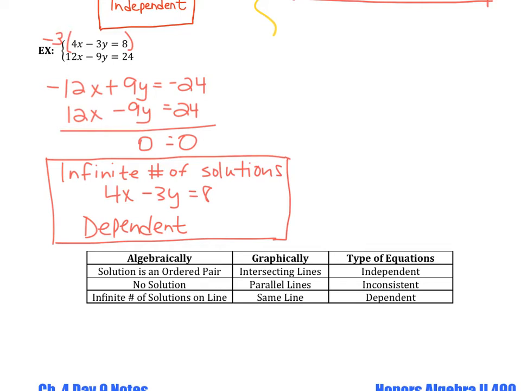And when we classify the type of equations that are in that system, they would be inconsistent equations. And then finally, in our third example today, we algebraically solved and we found that there were an infinite number of solutions on the line.